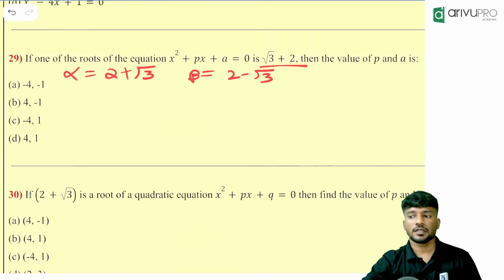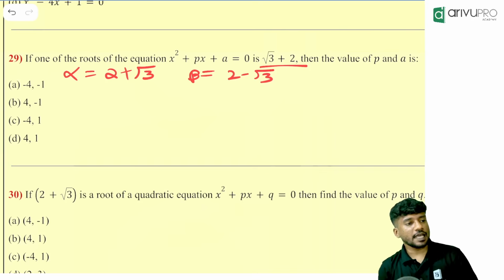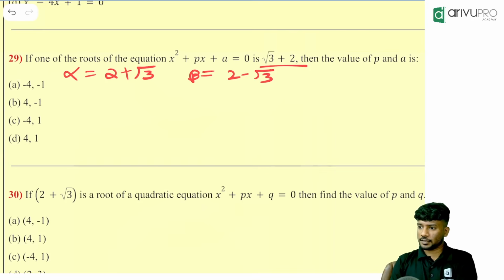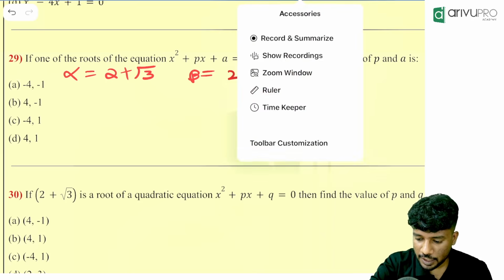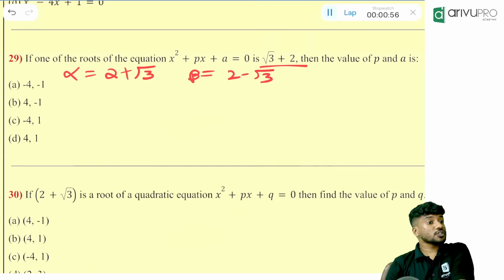Get me the answer. Option B. 4. Is it? Get me the answer. Please, everyone try. The timer starts now. Any answers? Which option? Option B. D. Okay.